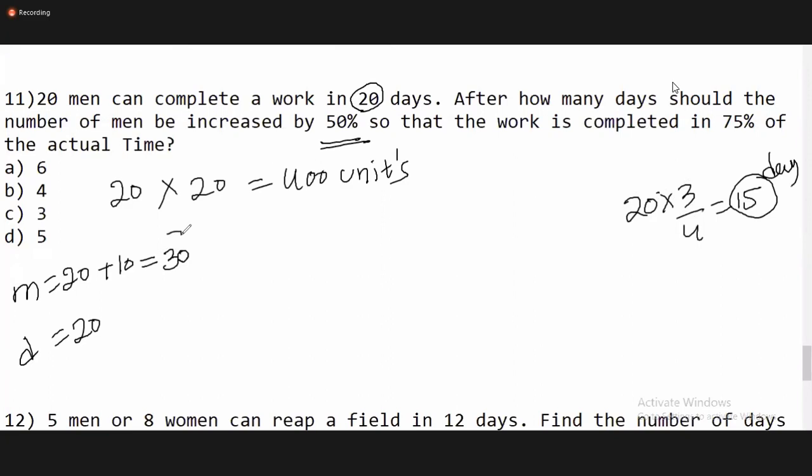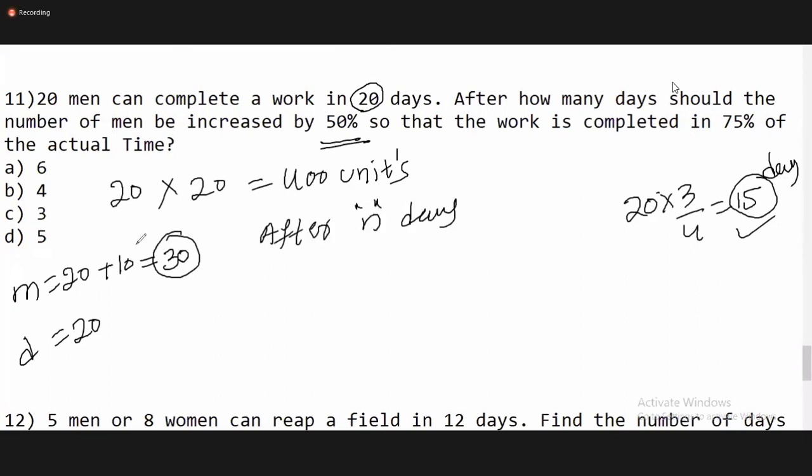So first you should know why 30 is coming, why 15 is coming. You should know these two values. Have you understood this? These two values are important first. After some days, 30 men will work. By using this manpower, I need to finish my work in 15 days. Okay, in how many days? 15 days.